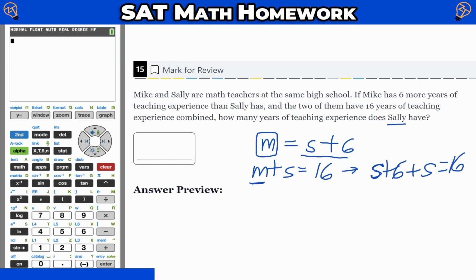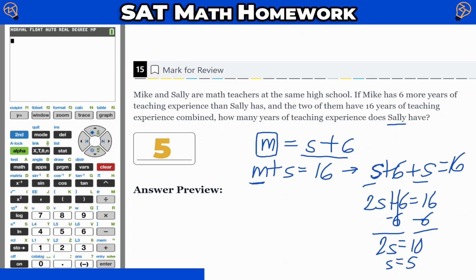I'll combine the two S's to get 2S plus 6 equals 16. Move the constant over here. Since I only have one type of S, I want to get S's on one side, numbers to the other. And then when I divide, I get S is 5. So Sally has 5 years of teaching experience. That'd be the answer. We could move on.